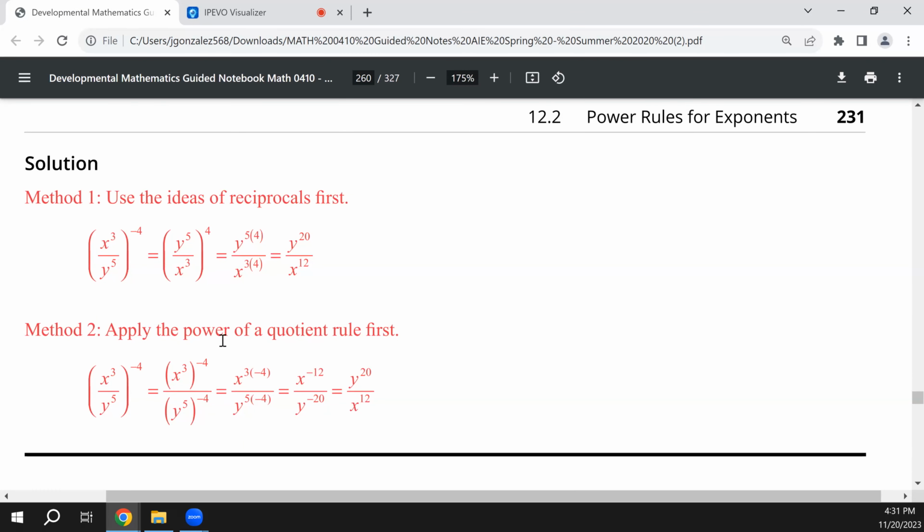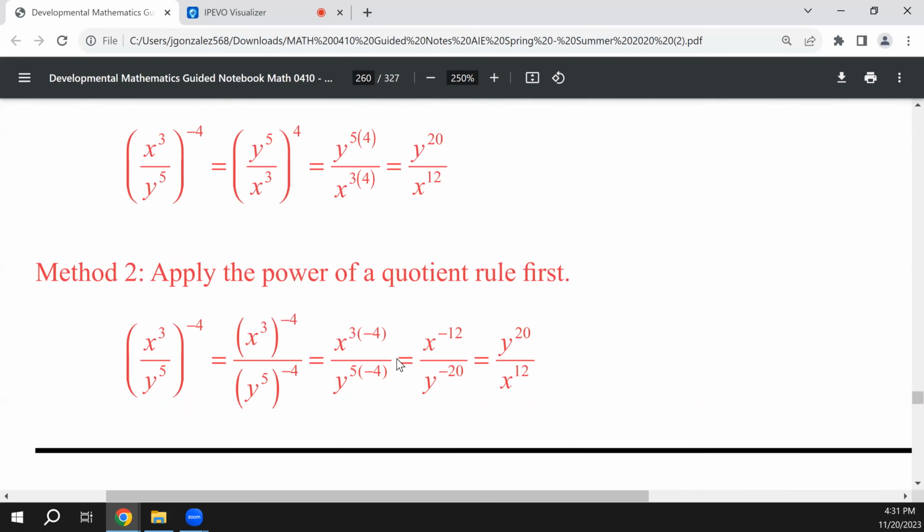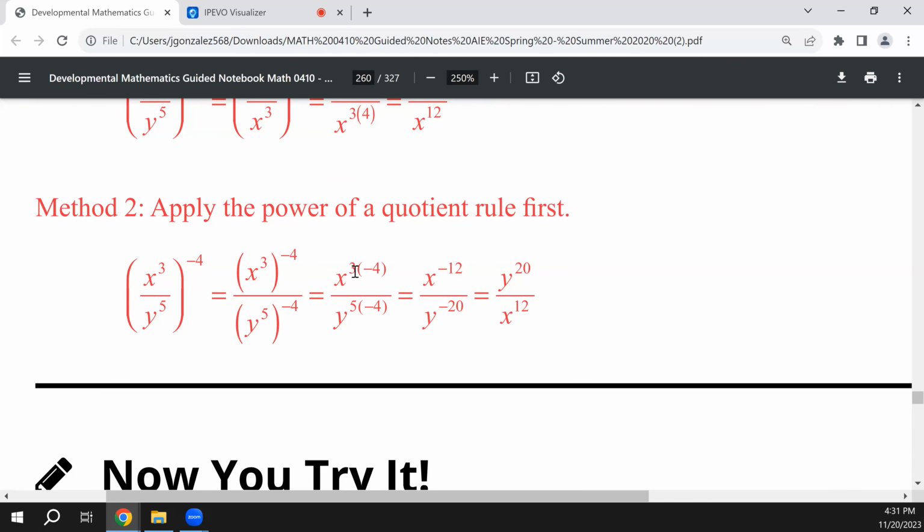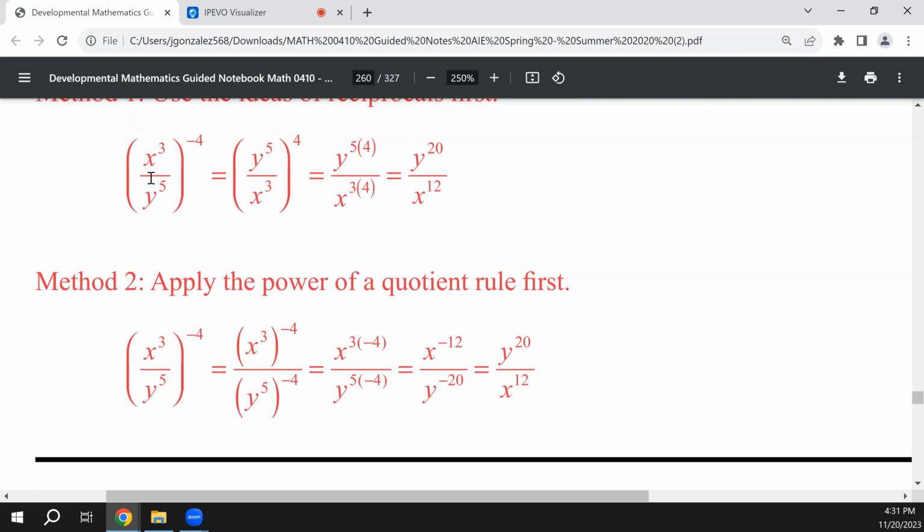Let's look at the methods. There are 2 methods. I did method 2. Check it out. So the -4 applies to the entire fraction, apply it to each. That's what we did. Then you multiply it based on the first rule. It was -12. 5 times -4 is -20. Now we just move the y up top, move the x to the bottom. That's it. Now there's another rule that says you can just flip the fraction and it'll turn into a positive exponent here.